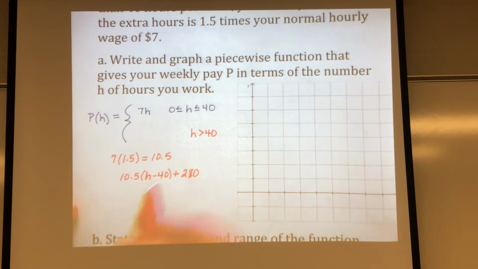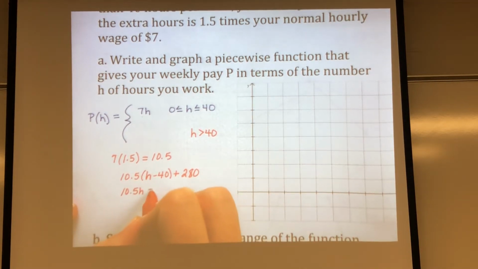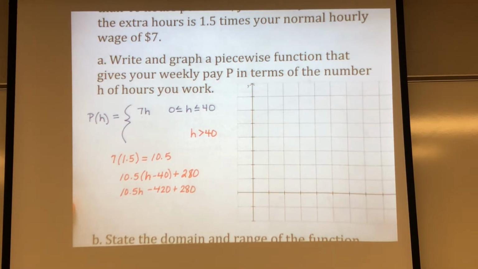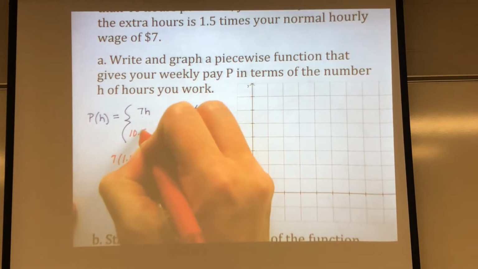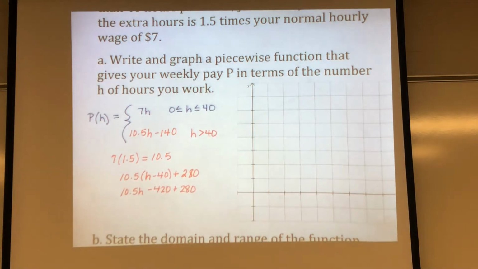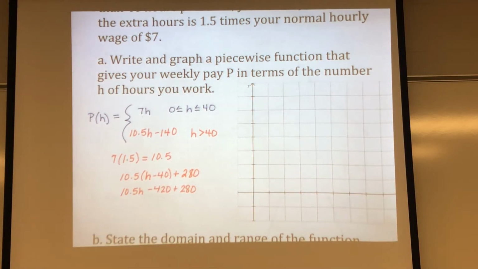So if we simplify this a little bit, distribute, we get 10.5 H minus, we have to take 10.5 times 40, so minus 420, plus the 280 we got for the normal 40 hours. So we can simplify all that down to an equation of 10.5 H minus 140. So we did our piecewise function here to represent our pay, and now we need to graph it.